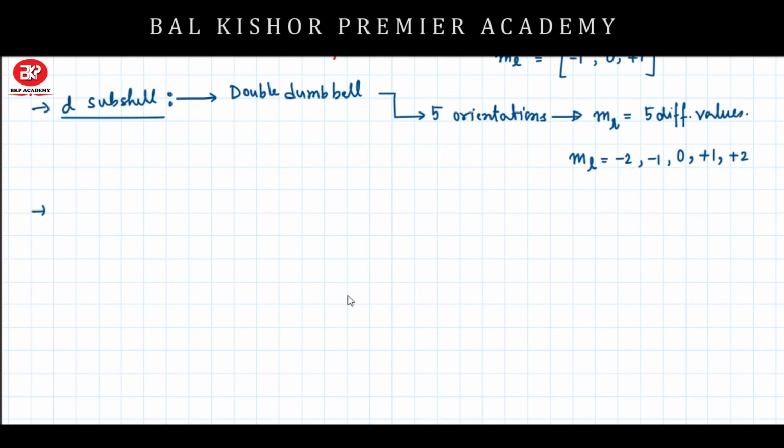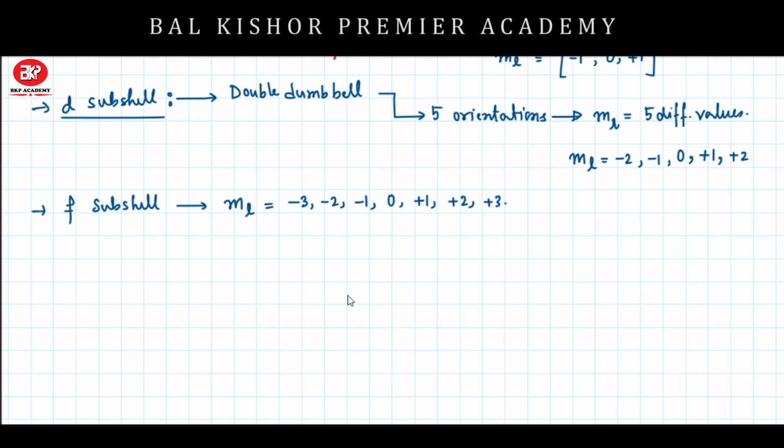Similarly, for the f subshell, we will get seven values of ml. What are the seven values? Minus 3, minus 2, minus 1, 0, plus 1, plus 2, plus 3. These are the possible magnetic quantum numbers, and the magnetic quantum number is nothing but the orbital values.